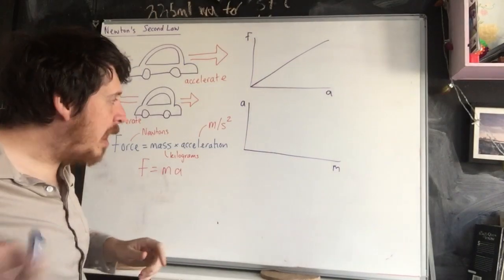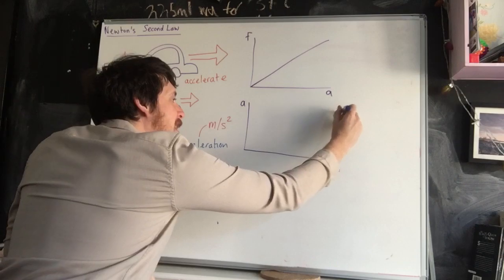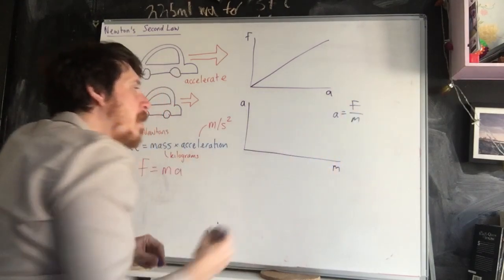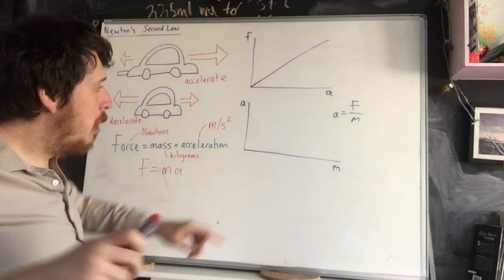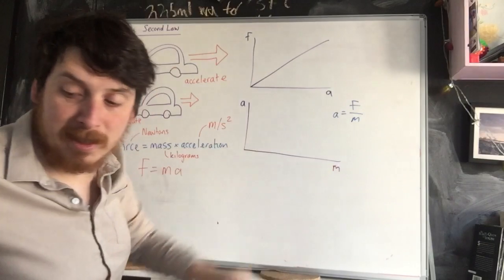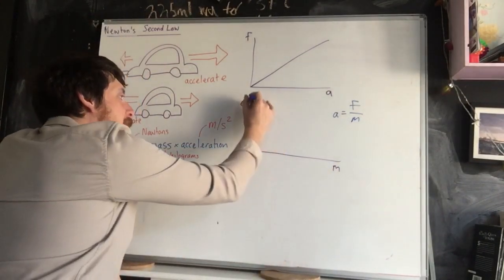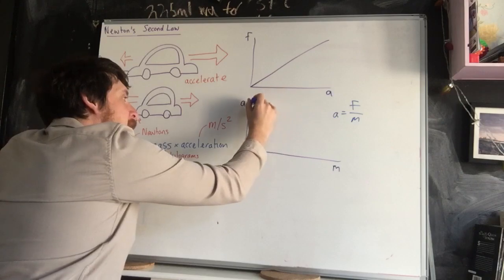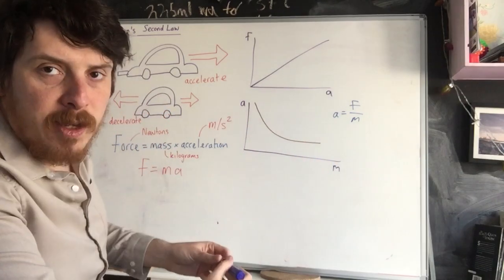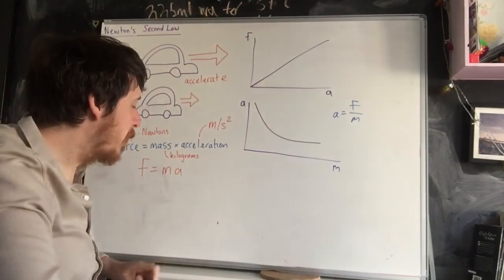However, if we were to rearrange this equation, that would give us acceleration is equal to force divided by mass. That means that acceleration is inversely proportional to mass because mass is on the bottom down here. So as the mass increases, the acceleration decreases inversely proportionally. You'll accept that, you'll have that.